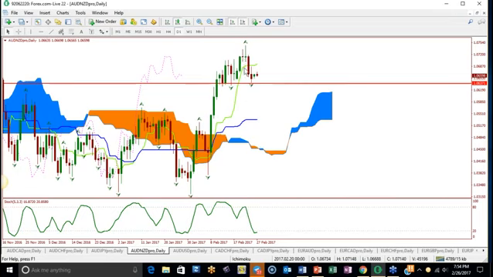What I'm looking at here is basically I want to see if the market's going to try to pull back into this level here or get closer to Kijun-sen, because when the market gets closer to Kijun-sen, that means the market's in equilibrium, and the market likes to be in equilibrium.